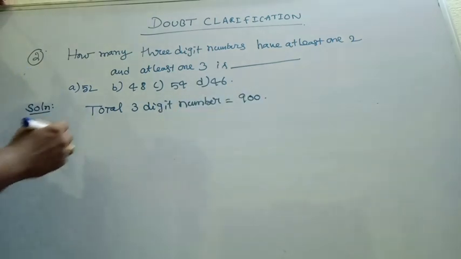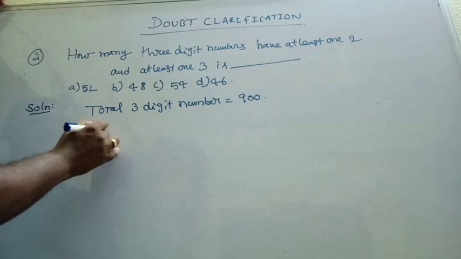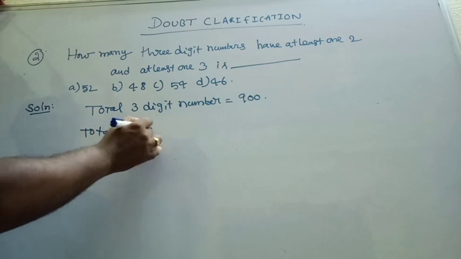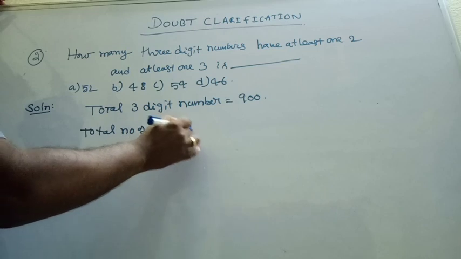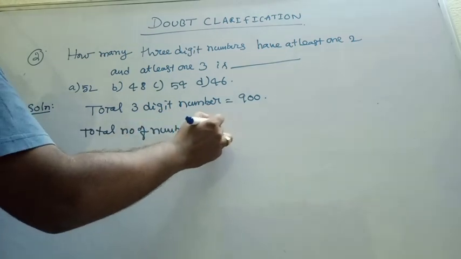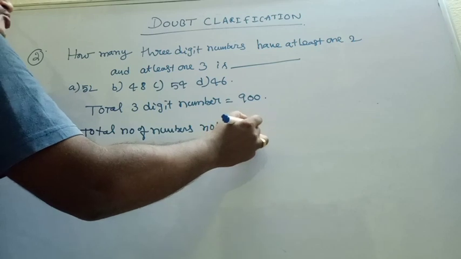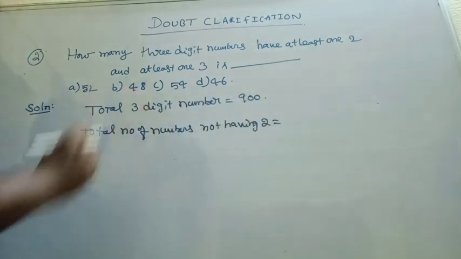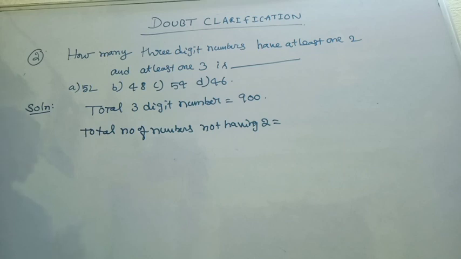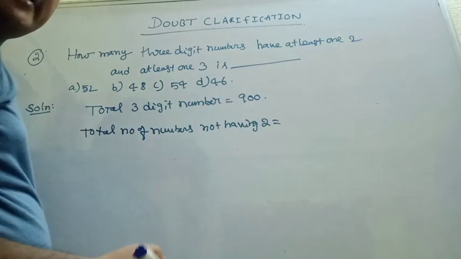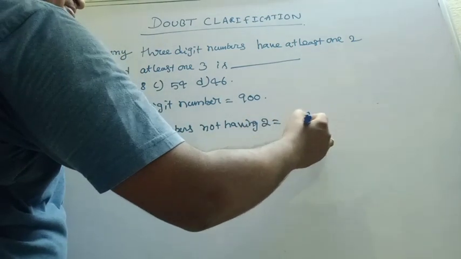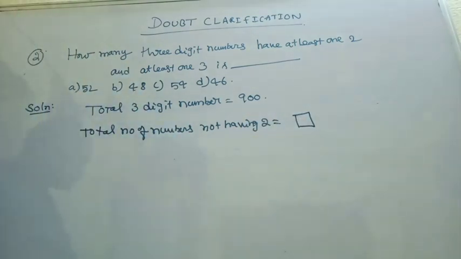Okay, now the total number of numbers not having 2 at all, among these 3-digit numbers. How are we going to do this, my dear students? We have a 3-digit number. See how I am going to explain this fact to you. We will write a 3-digit number here like this.